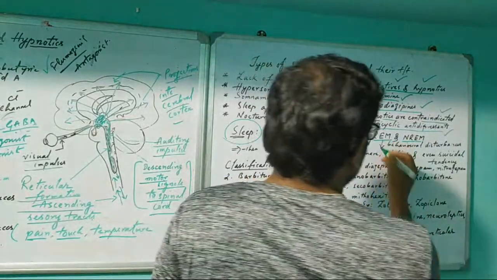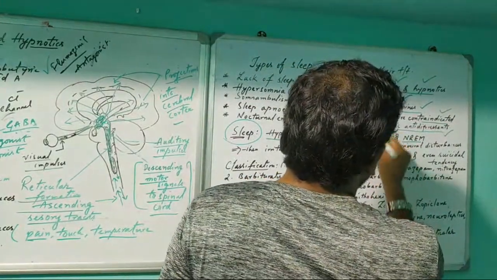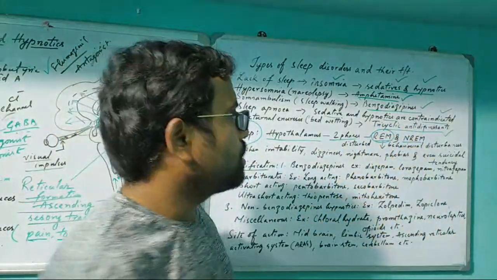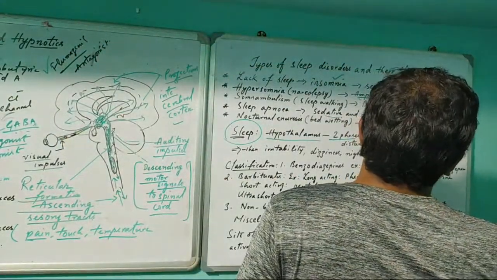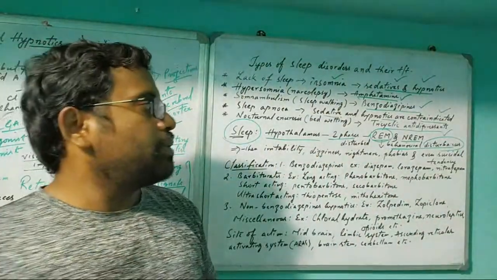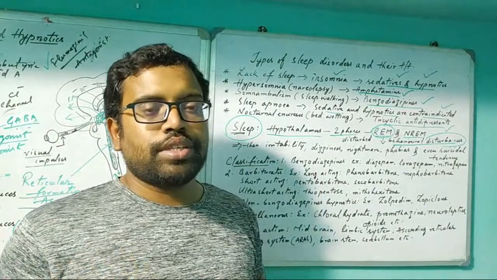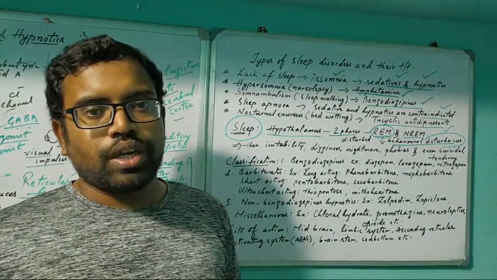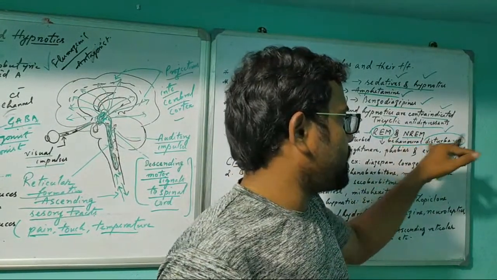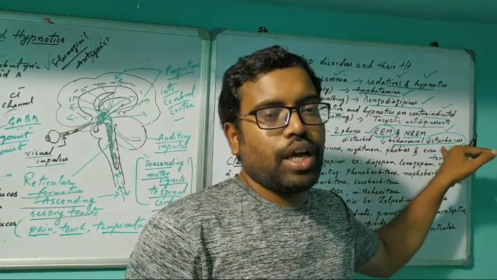If this REM, rapid eye movement, is disturbed while sleeping, then behavioral changes or disturbances will occur: irritability, disturbances, mental depression. So these things will occur.